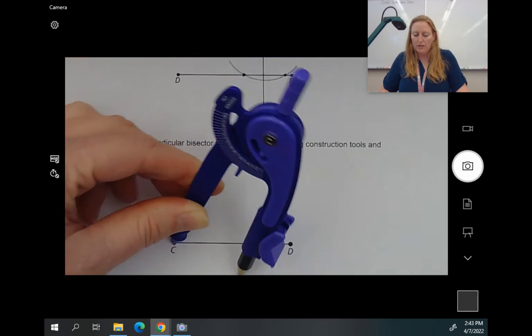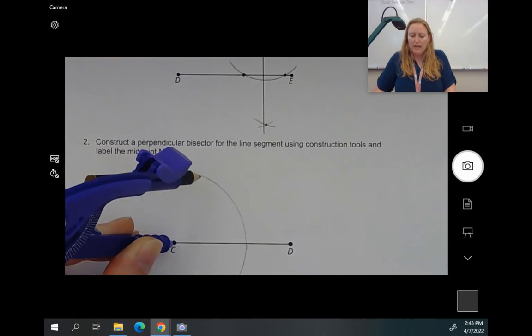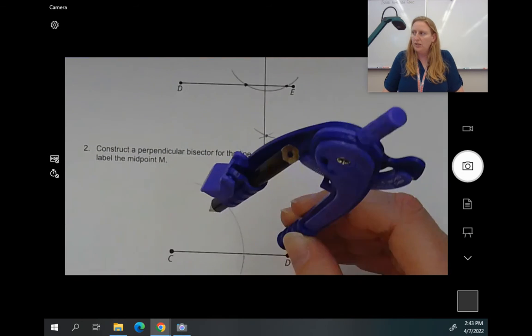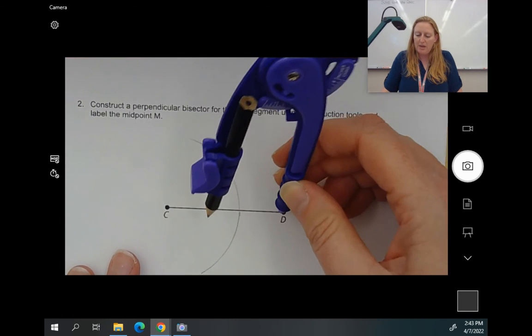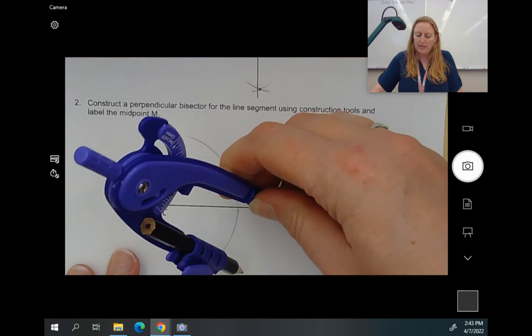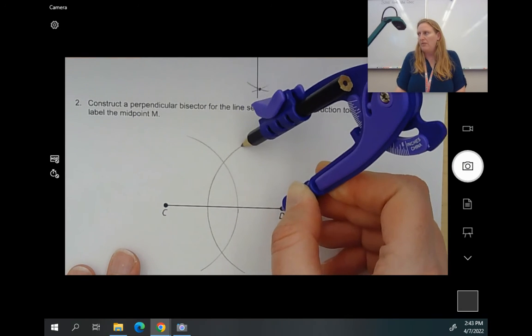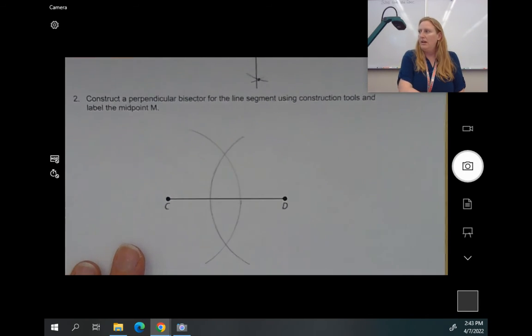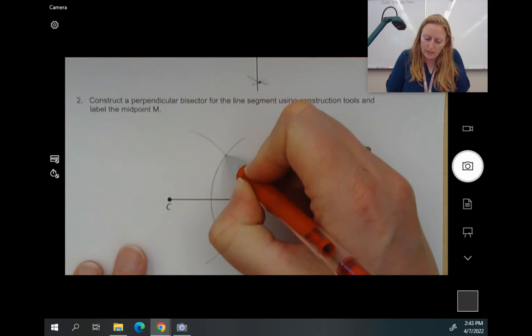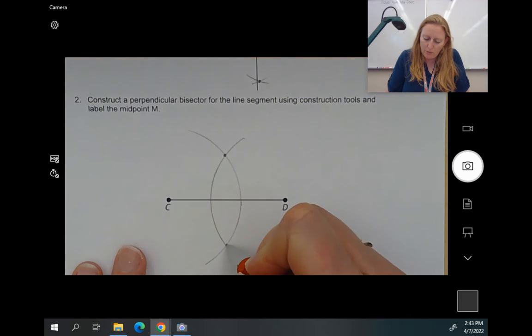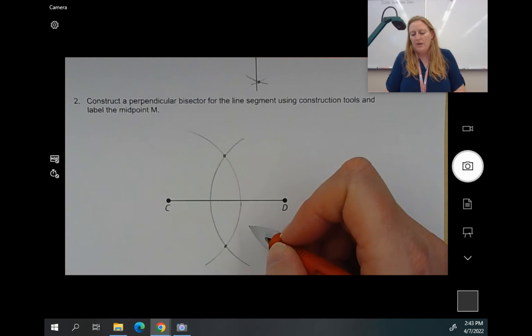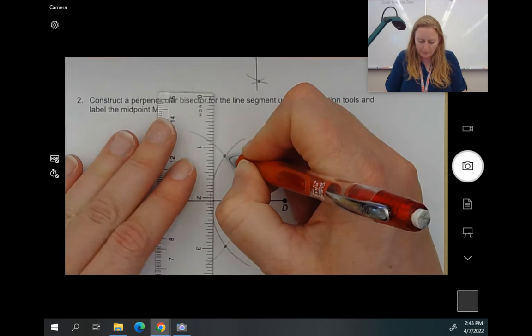So I'm going to do a swipe. And I'm not going to let it slide. Don't let the compass slide. Keep it the same. And then I'll put my pointy guy on D and I'll do another swipe on the other side. And look at that. I have a point here where they connect. I have a point here where they connect. And now I can use my straight edge.